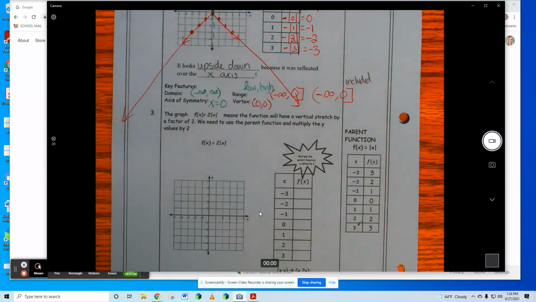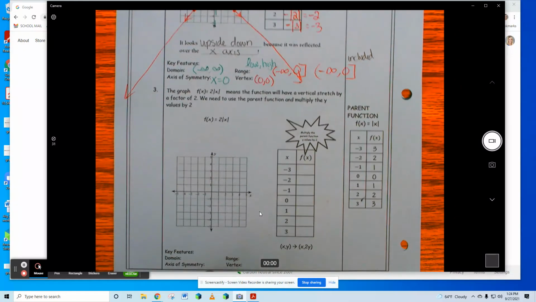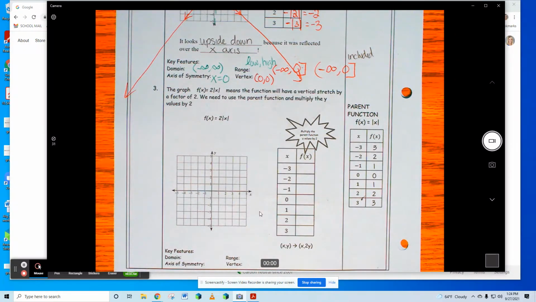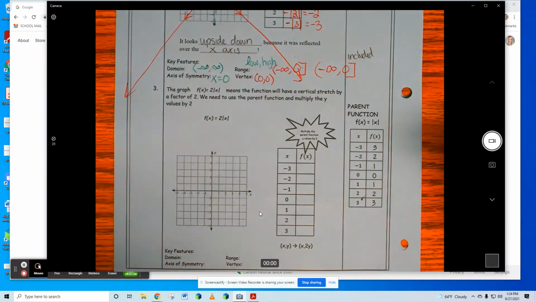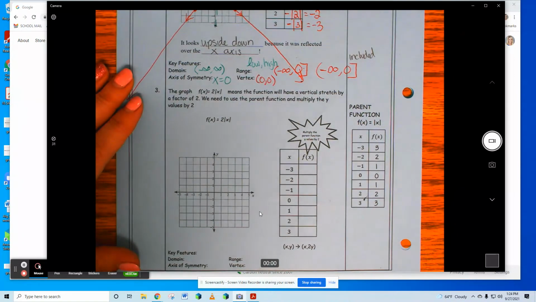Number 3. I'm going to put a 2 in front of it now. The graph, f of x equals 2 times the absolute value of x. I'm doubling the size of my parent function y values, multiplying the y values by 2. So whatever I got for my answer originally in the parent function, times 2. 6, 4, 2, 0, 2, 4, 6. We need to use the parent function to multiply the y values by 2. I'm going to have to multiply everything by 2.